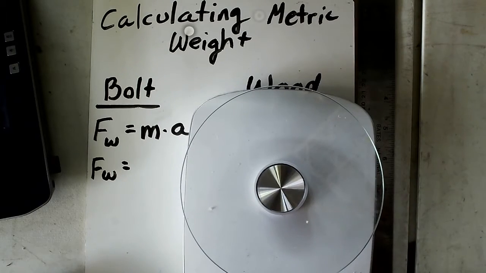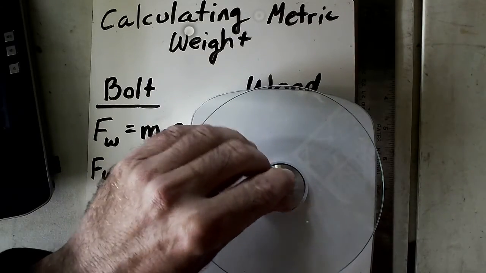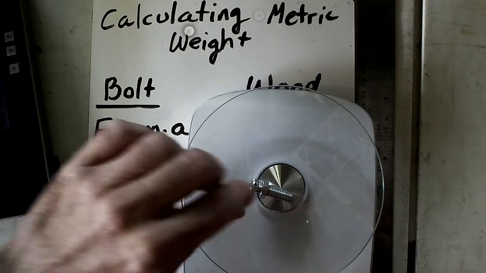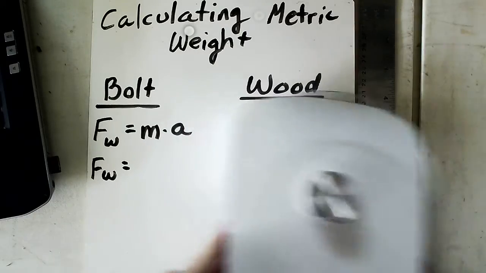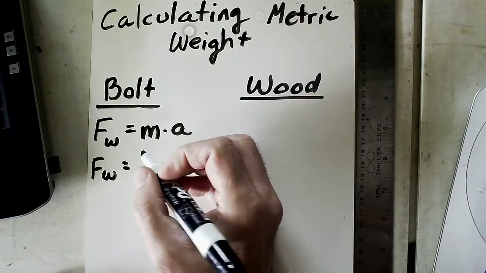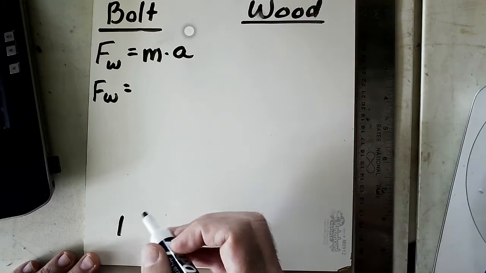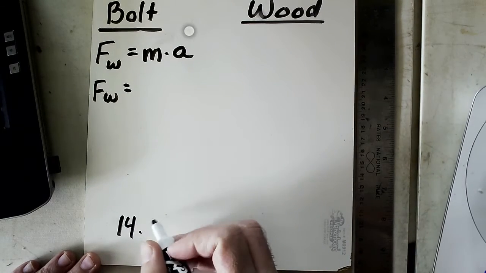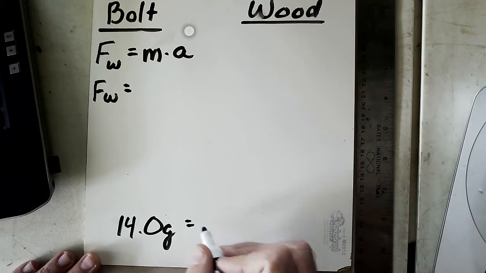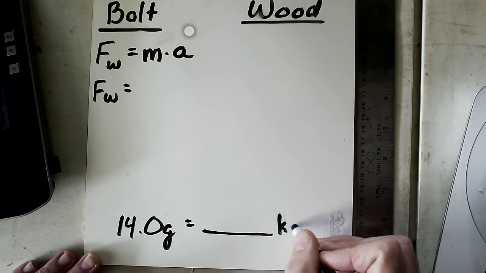Okay, so I have my kitchen scale here again, and I'm going to weigh it in grams, and it's 14 grams. So down here, I'll go over this real quick. You should be able to do this in your head, but you know, it's been a while. So 14 grams equals how many kilograms?